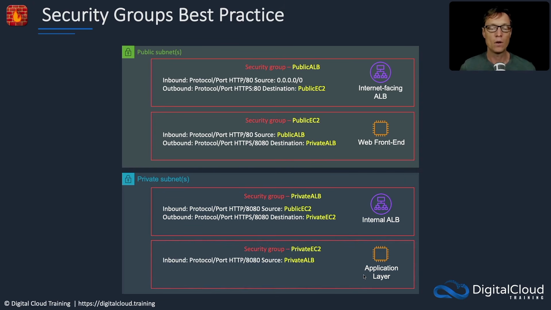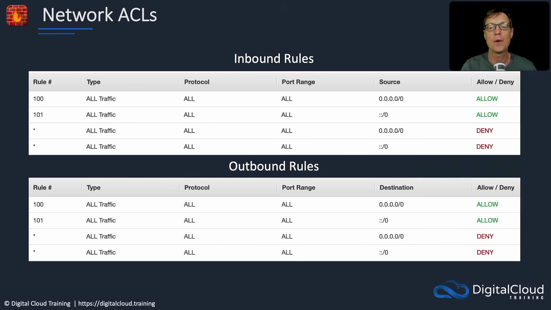So that's a way that we're locking down access to the different layers of our application and ensuring that the application can talk to other components, but nothing else can. So that's a best practice security group configuration. Now let's have a look at network ACLs.